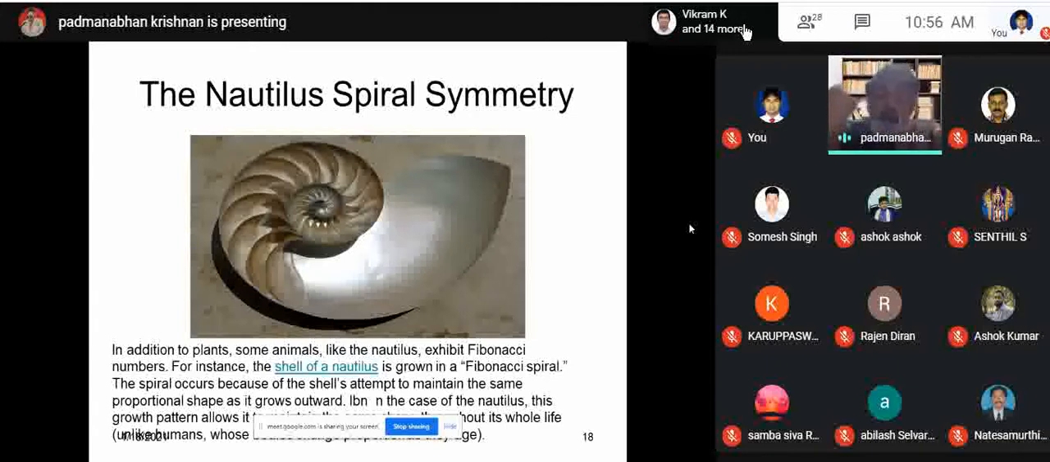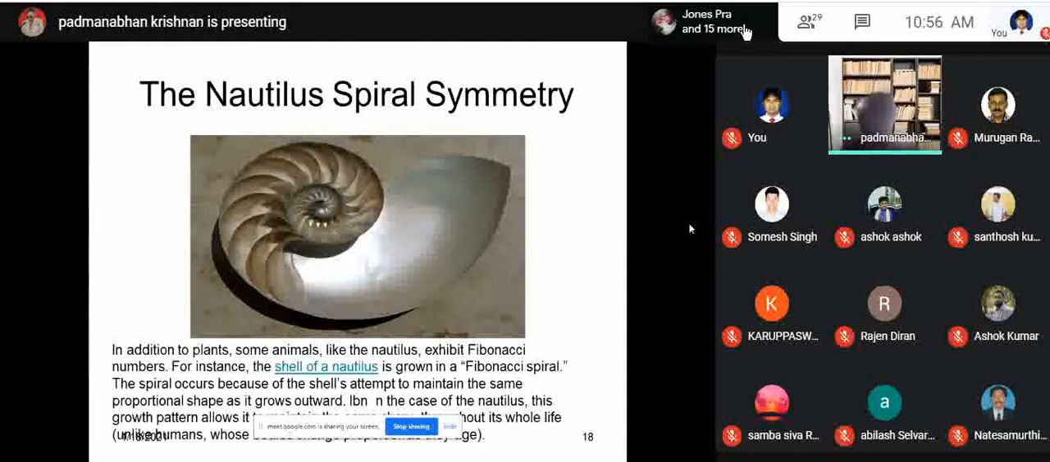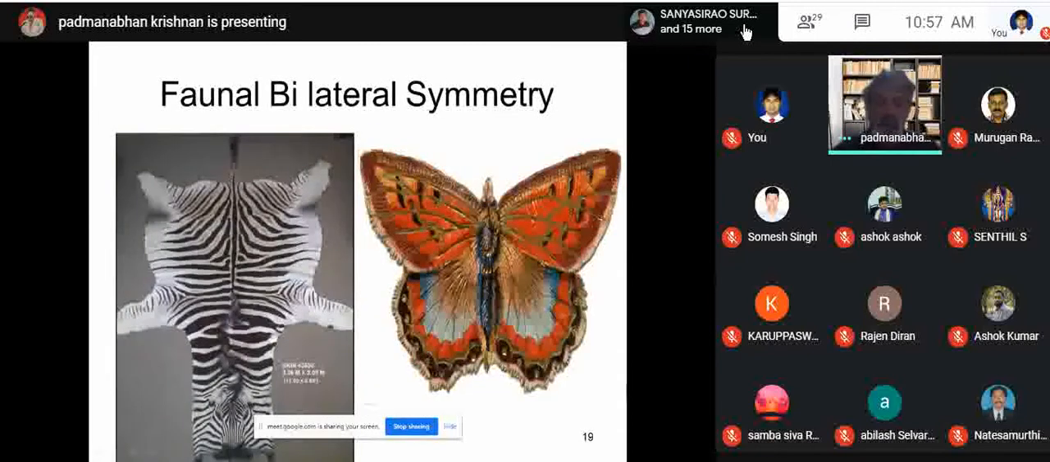Now, if you want to model a Nautilus and then understand its mechanical properties, like by giving constraints and all that, I start with nature. It's grown as a Fibonacci spiral, and the spiral occurs because of the shell's attempt to maintain the same proportional shape as it grows outward. So in the case of Nautilus, this grown pattern allows it to grow in a very proportional manner about its whole life. So unlike humans, who do not have this kind of a Nautilus spiral symmetry.